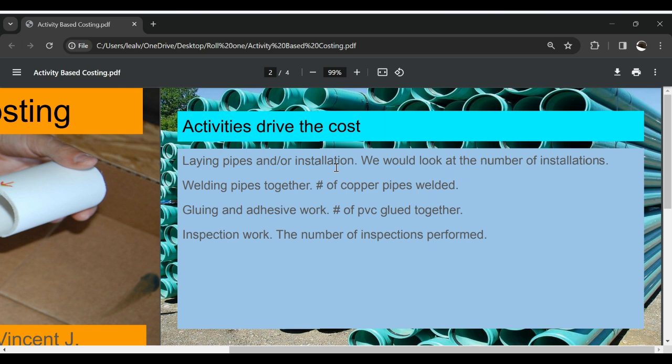And of course, inspection work, looking at things maybe such as weatherization, the number of inspections that are performed, some sort of cost sheet that would show the breakdown of that to allocate money to those inspectors to understand the activities that they're doing that drive the cost.